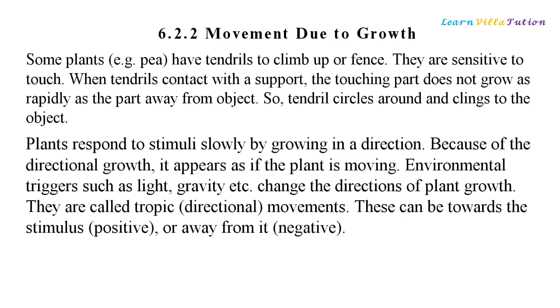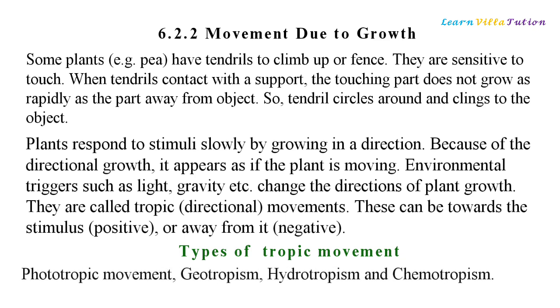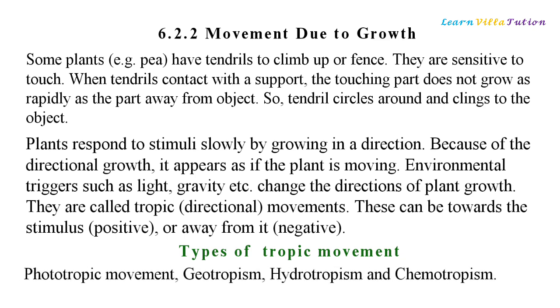Because of the directional growth, it appears as if the plant is moving. Environmental triggers such as light, gravity, etc. change the direction of plant growth. They are called tropic, or directional, movements. These can be towards the stimulus, positive, or away from it, negative. Types of tropic movement: phototropism, geotropism, hydrotropism and chemotropism.